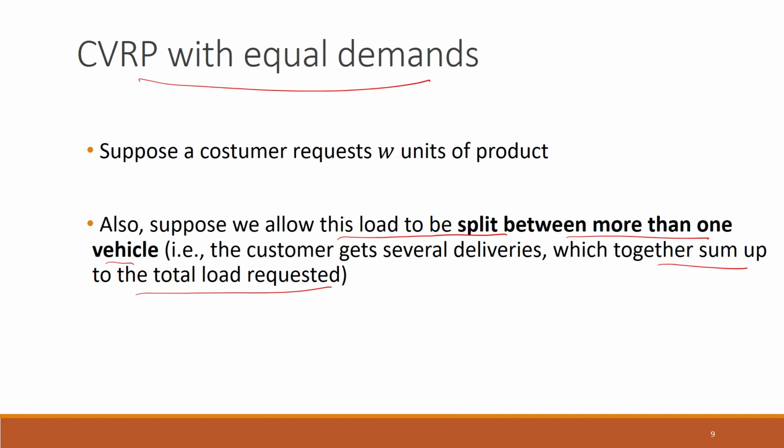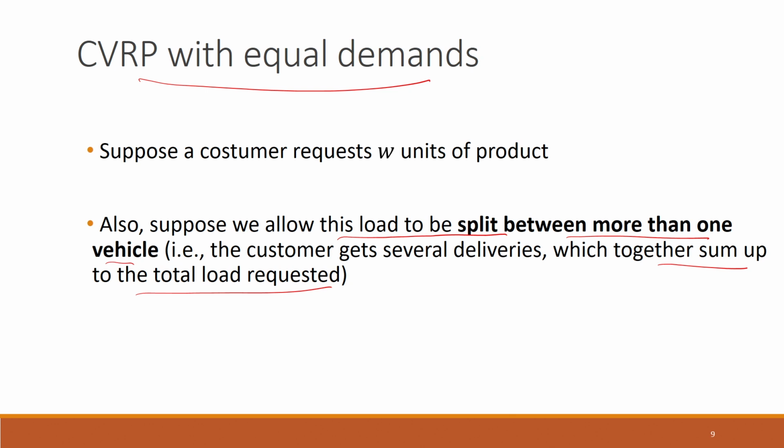So for example, suppose I have ordered 10 units of a particular item, that is, suppose I have ordered 10 copies, then in this version of the CVRP, which we are calling CVRP with equal demands, I am fine with getting multiple deliveries such that, for example, the first delivery might provide me 3 copies of that item, the second delivery might provide me 4 copies of the item, and the third delivery again provides me 4 copies of the item.